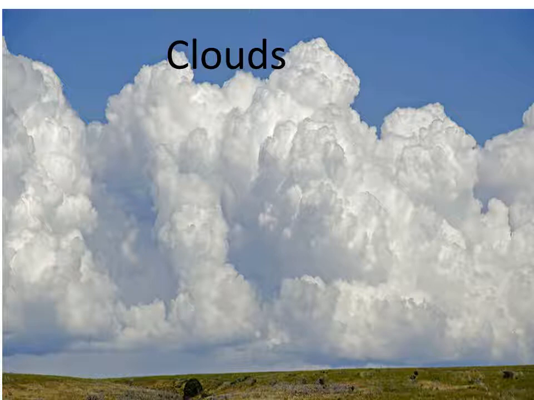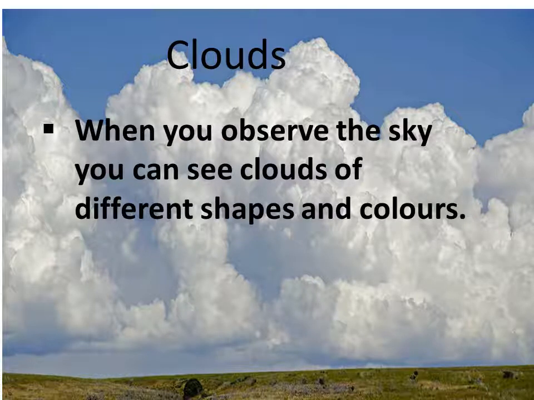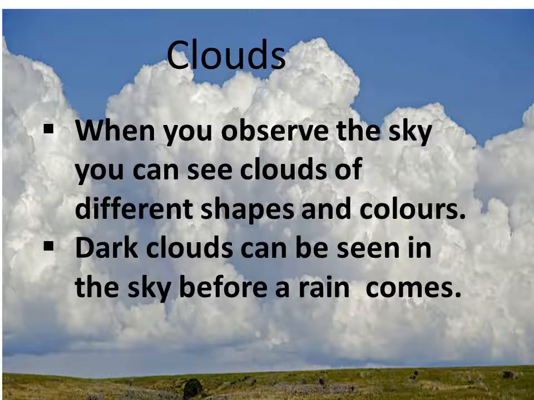When we go out and observe the sky, we can see different clouds. They vary in shapes and colors too. If there are dark clouds, we can expect rain, and if there are no clouds, the sky will be very clear and blue in color.